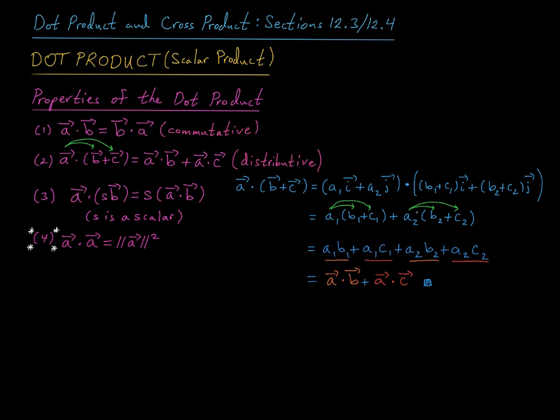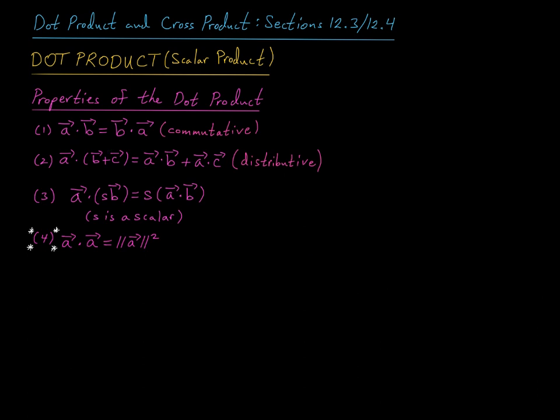So distribute the a1 and the a2, and that gives us this expression. And now grouping as indicated, in orange we have a1 b1 plus a2 b2, well that's just a dot b, and a1 c1 plus a2 c2, that is a dot c, so that completes the proof.